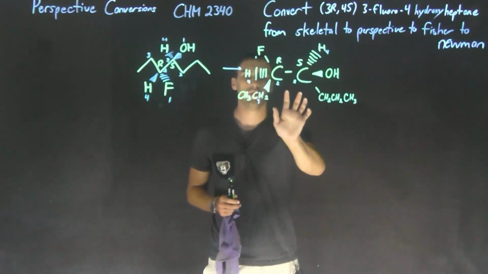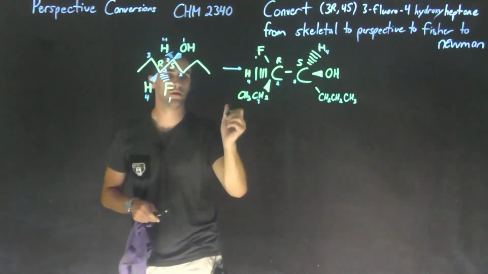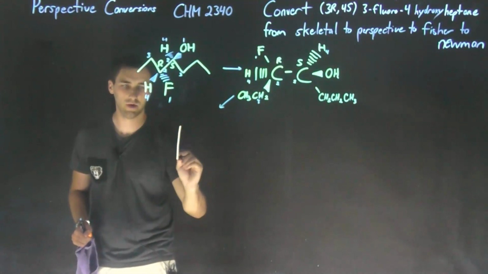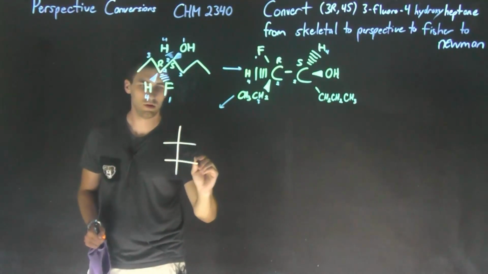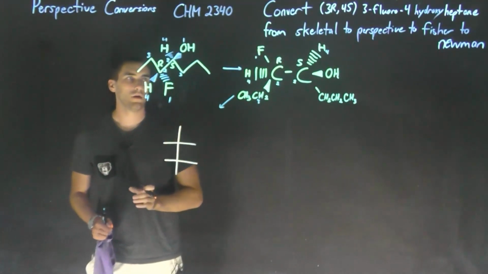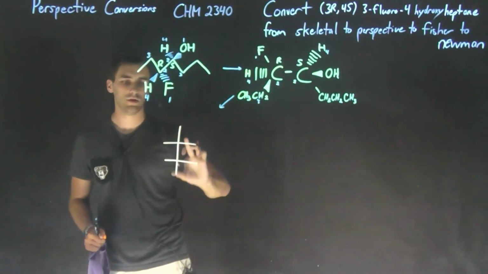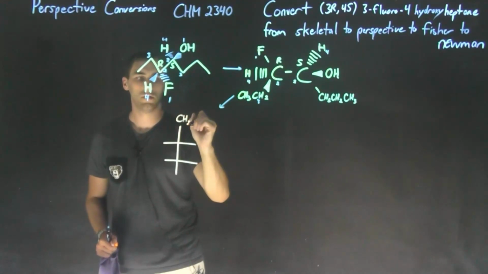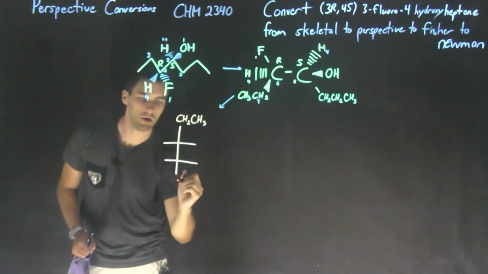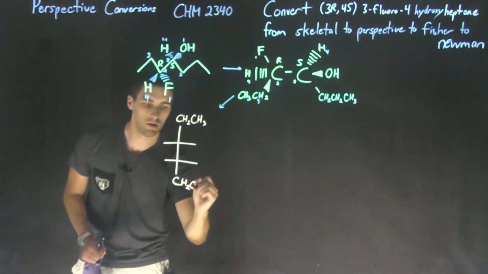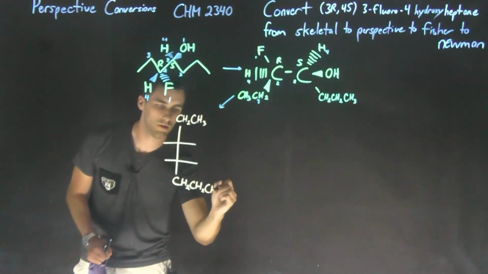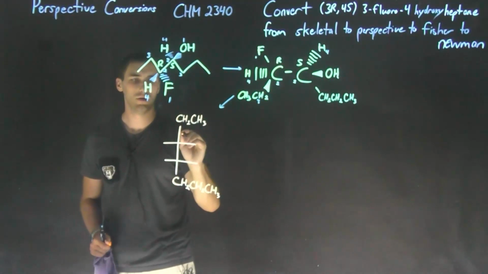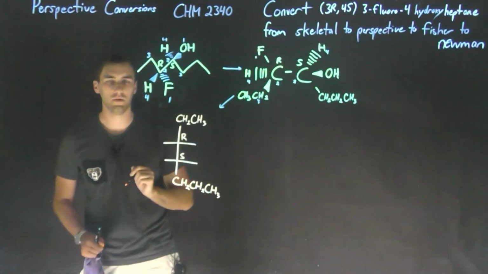So now we need to go from this to a Fischer projection. For a Fischer projection, we have the following framework here. Now, I like to choose the carbons on the top and the bottom, kind of my parent chain. Now, for this carbon, this needs to be R, and that one needs to be S.